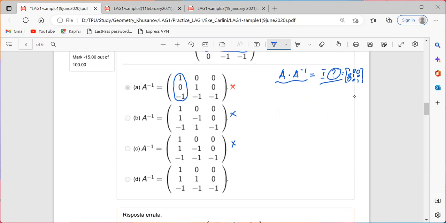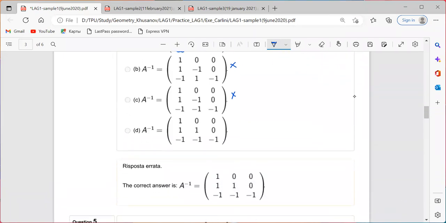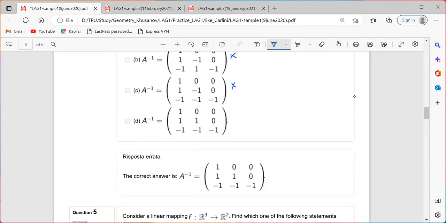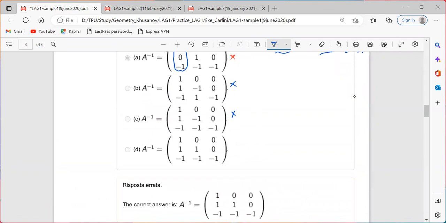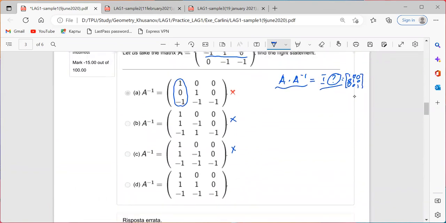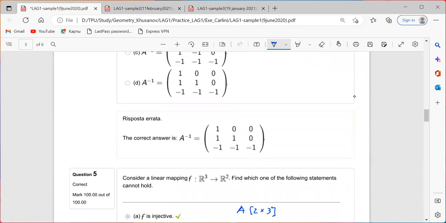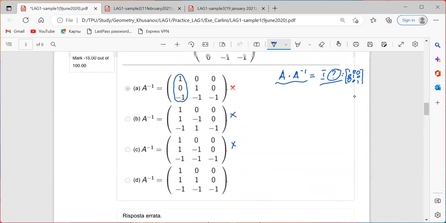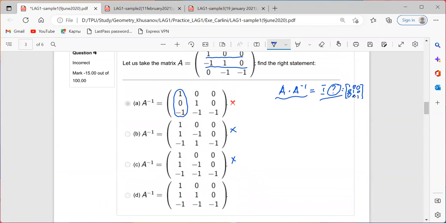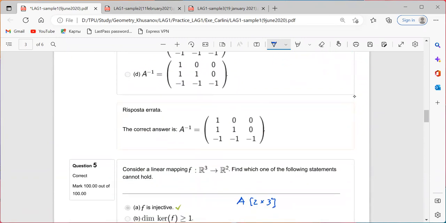Okay, this is just multiplication. Okay, do you have questions about this exercise? No? It's clear. Okay, next one.